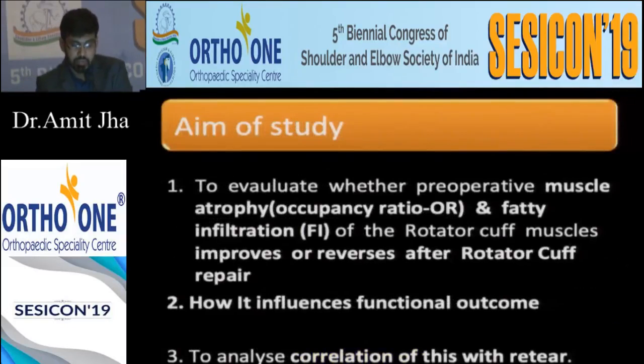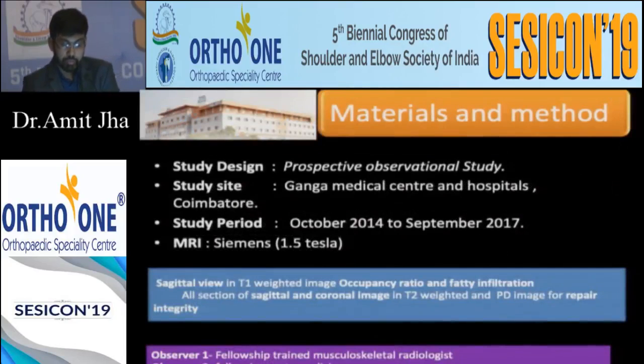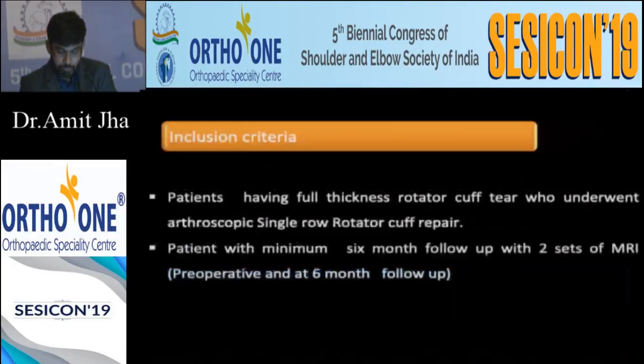So the aim of the study was to evaluate whether preoperative muscle atrophy and fatty infiltration of the cuff improve or reverse after cuff repair, how they influence functional outcome, and to analyze the correlation of this with the re-tear. It was a prospective observational study done at Ganga Medical Center. In the sagittal view, in T1 weighted image, we measured the occupancy ratio and fatty infiltration, and all sections of sagittal and coronal images were interpreted to find out the repair integrity.